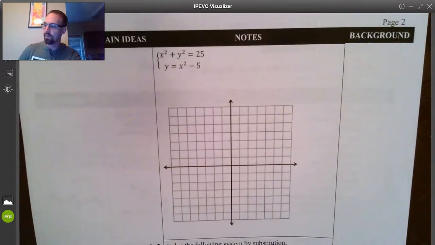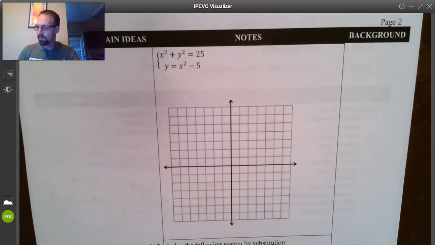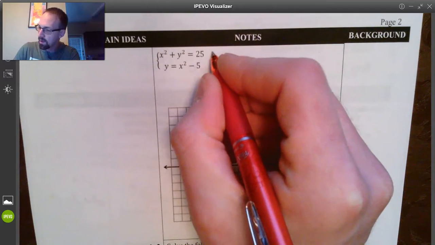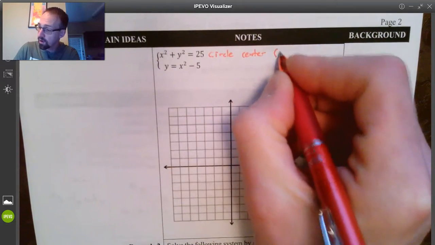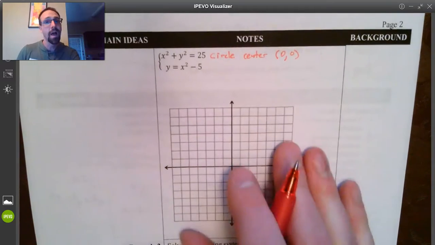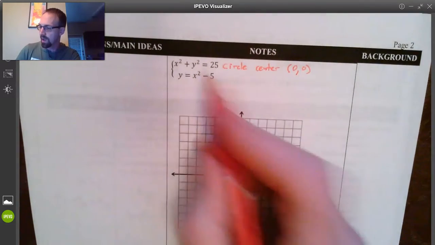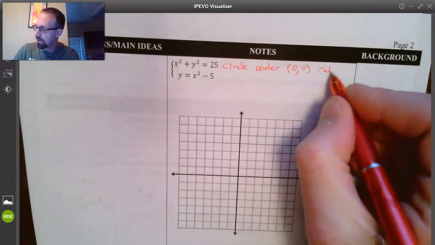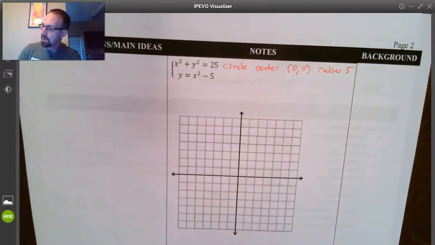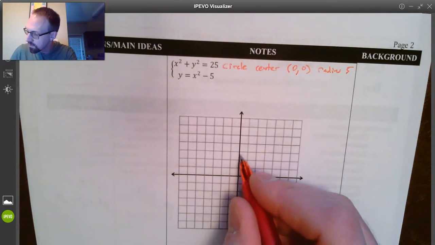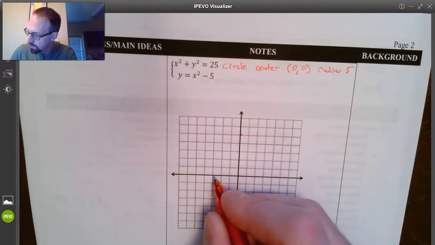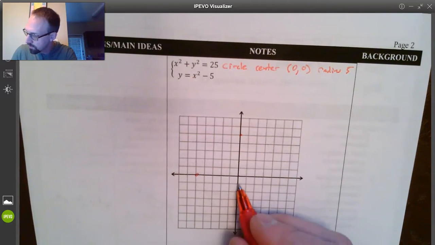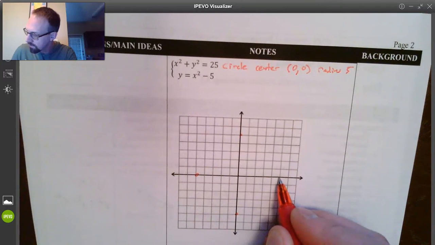Let's talk about this. So this one's just slightly different. So we have a circle with a center at the origin. So this is the center at 0, 0. I know that because I'm not adding or subtracting anything to the x or the y value. And then the radius for this is 5. So center here, 1, 2, 3, 4, 5. There we go.